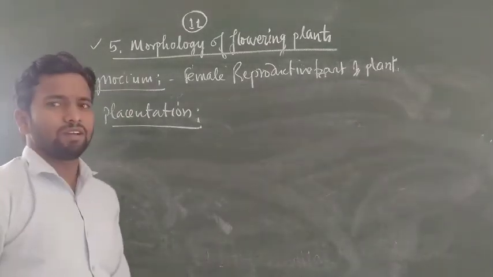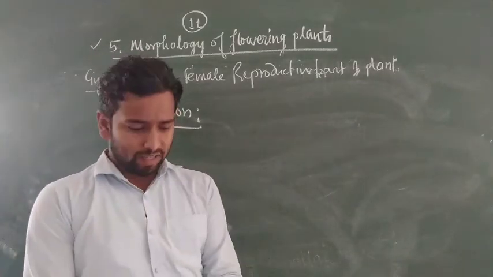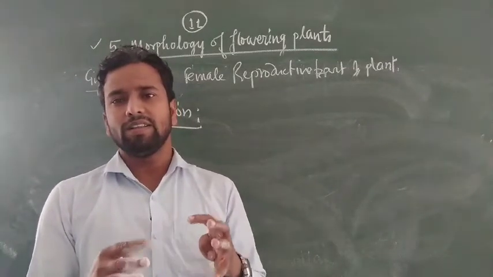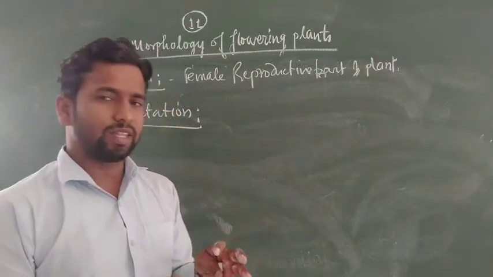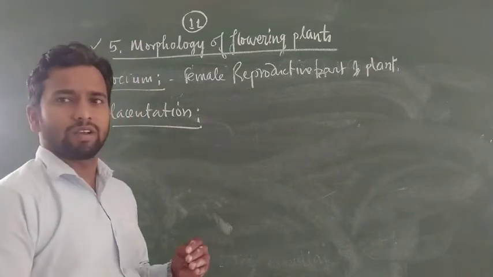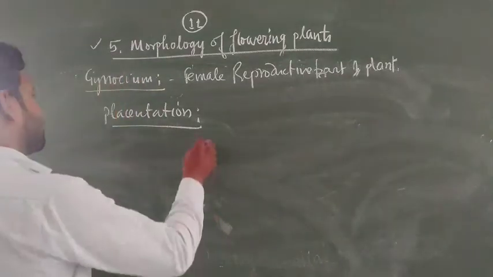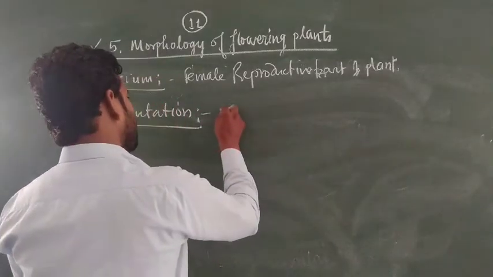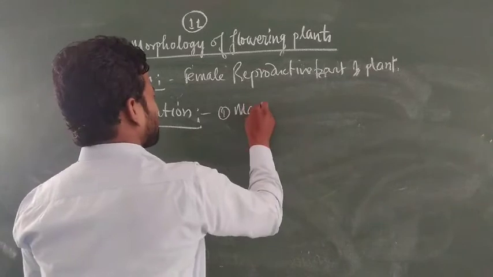Placentation is generally how the ovules are arranged inside each ovary chamber, each locule. Okay, and this is called placentation. Placentation may be marginal. The first one is marginal placentation.